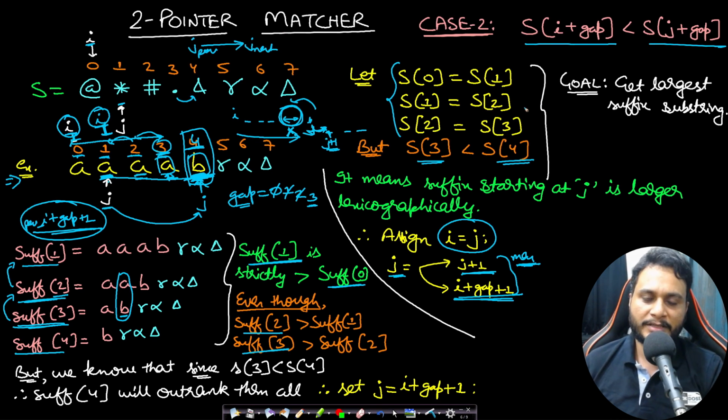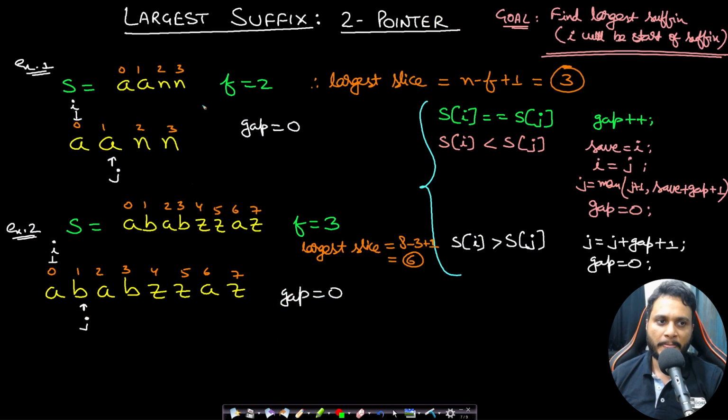So I think this second case is also clear, right? Once you have understood both the cases, then we can see the process of getting the largest suffix using the 2-pointer technique. The goal here is to find the largest suffix where i at the end will be the start point of that largest suffix.